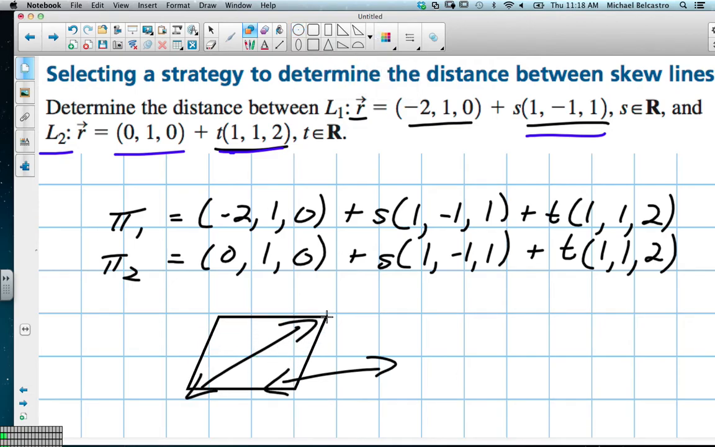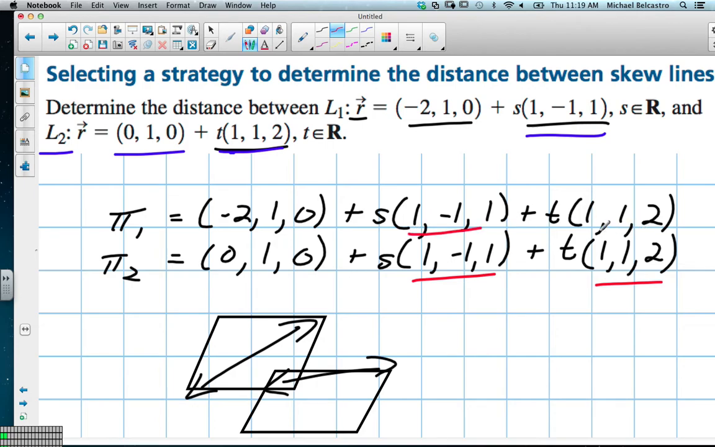End up becoming planes that are now parallel from each other. Because we've used the same direction vector in each of them, we now have direction vectors that are parallel to each other. So now the distance between them is consistent.